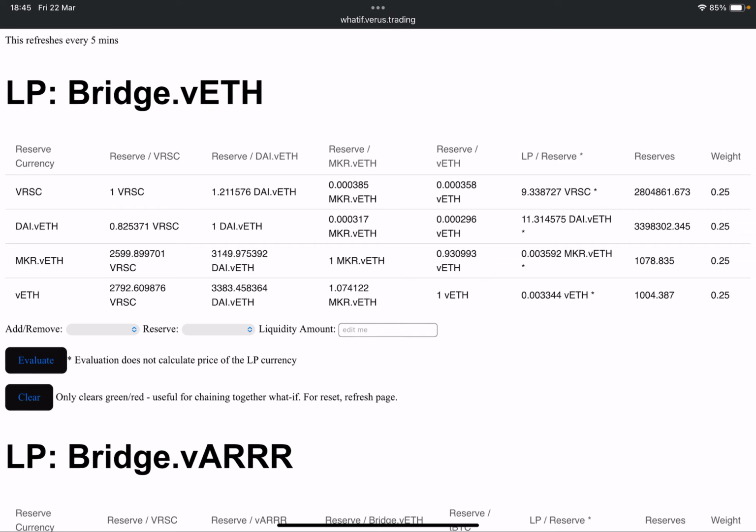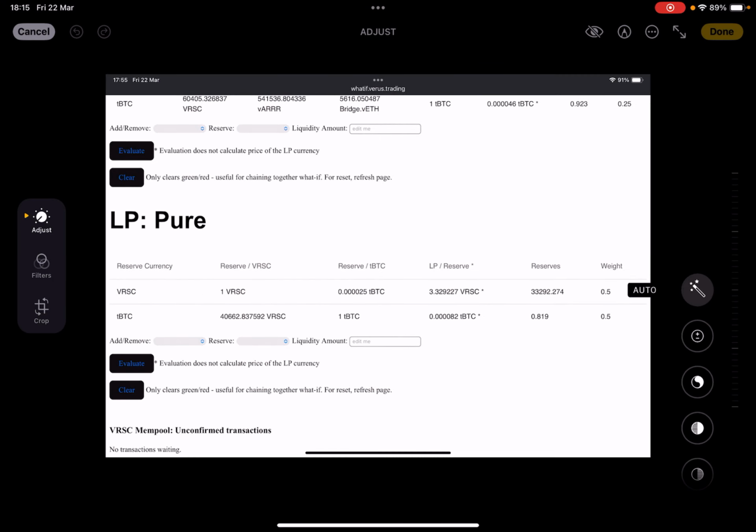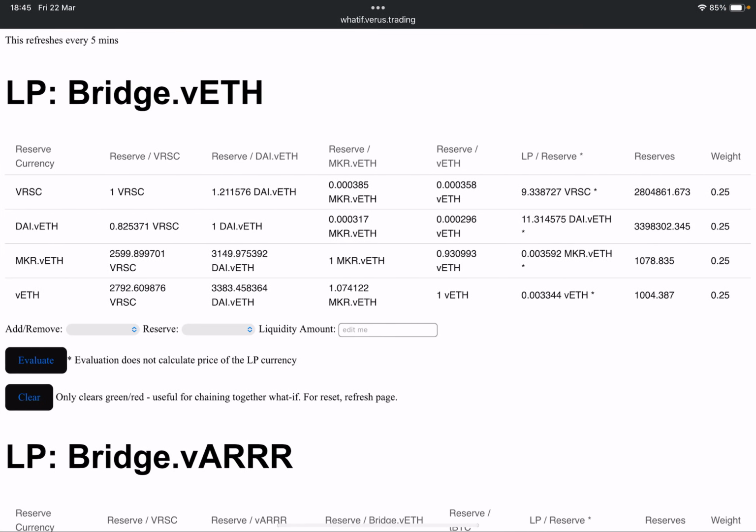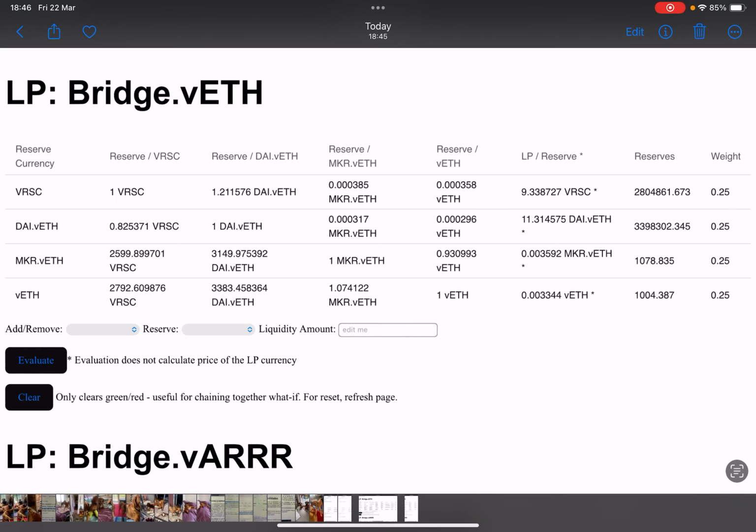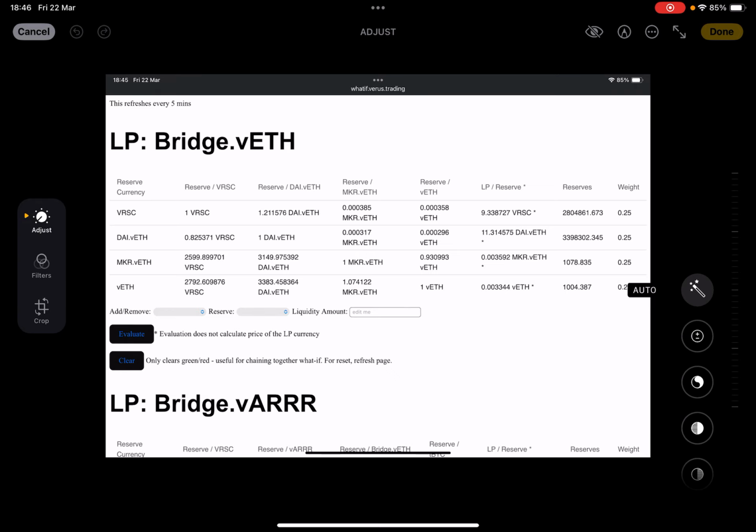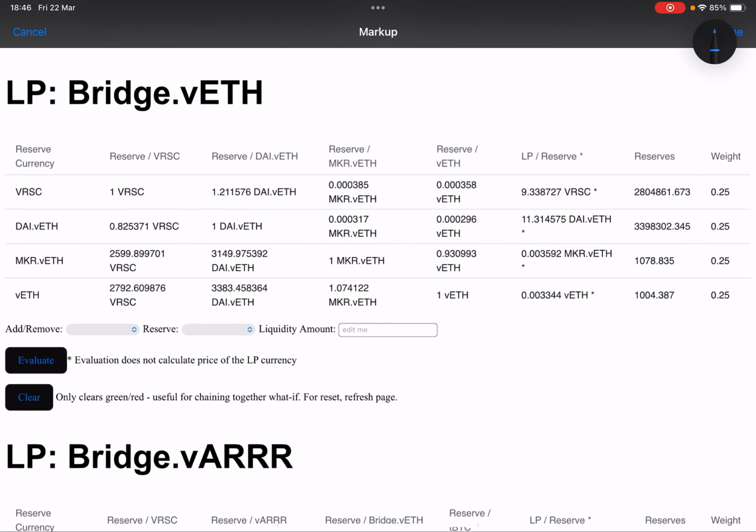In our previous video, we got the basics of how to read this table in a two basket currency called Pure. Now what we're going to do is learn how to read it in a four basket currency. So get our trusty blue marker out. This particular basket currency, this liquidity provider token, is called bridge.veth. We won't go into the naming of it because that adds a bit of technical detail. But just know that this bridge token is the liquidity provider token in this basket currency, which has four reserve currencies that back it. They're each weighted 25% each.